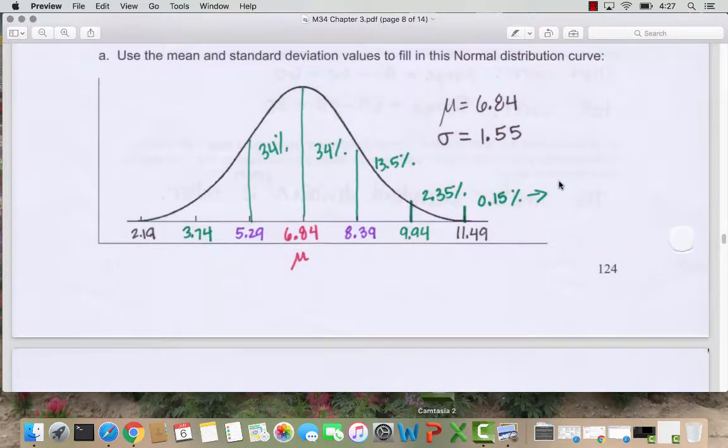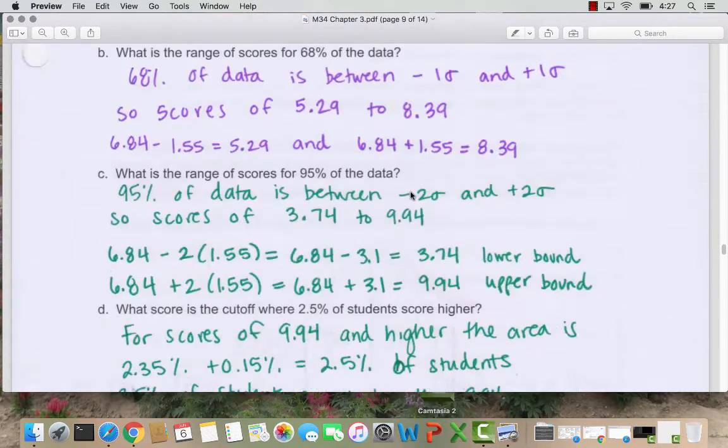We can come back up to our normal distribution curve here and come down 2 standard deviations and up 2 standard deviations to see the values. You can also mathematize it by saying 6.84 minus 2 times the standard deviation. Remember, order of operations, you're going to multiply first before you subtract. And so we get that 3.74 lower bound, which is what we see in our graph. And similarly, when we're adding the mean plus 2 times the standard deviation, we get 9.94, the same upper bound we saw in the graph.